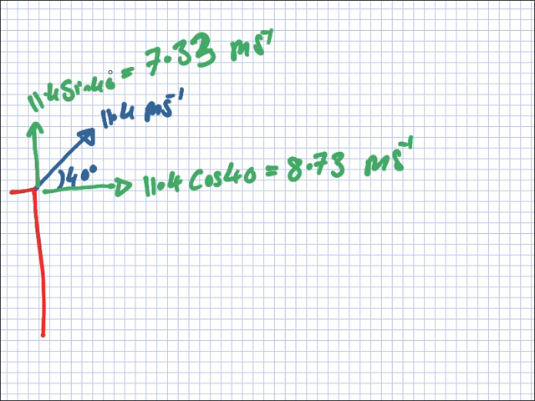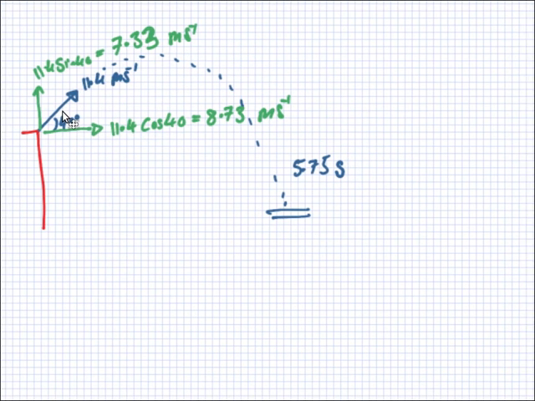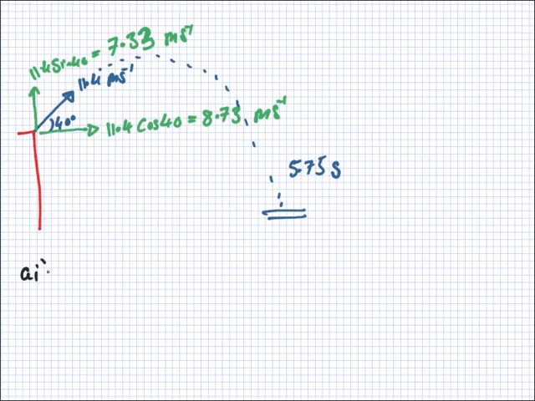Right, and you're also told it takes 5.75 seconds to hit the ground. Part 1. How long does it take the stone to reach its maximum height? Now, I know you remember some of this. So should I look horizontal or vertical? Vertical, yeah.